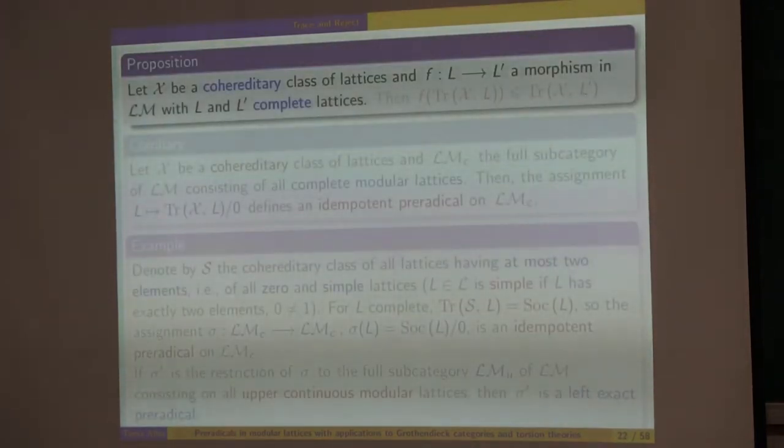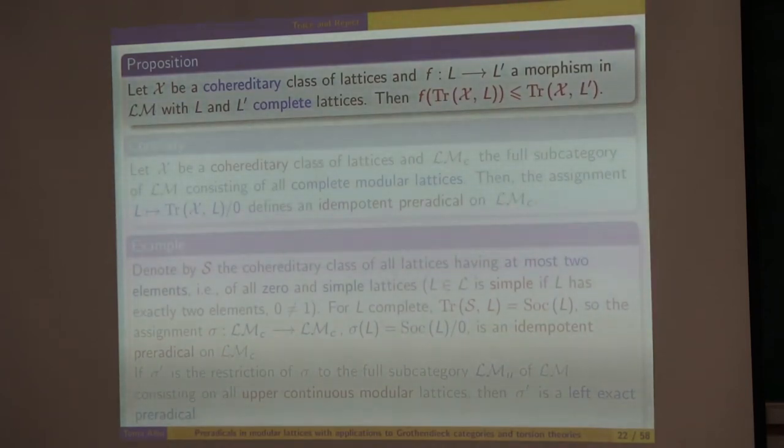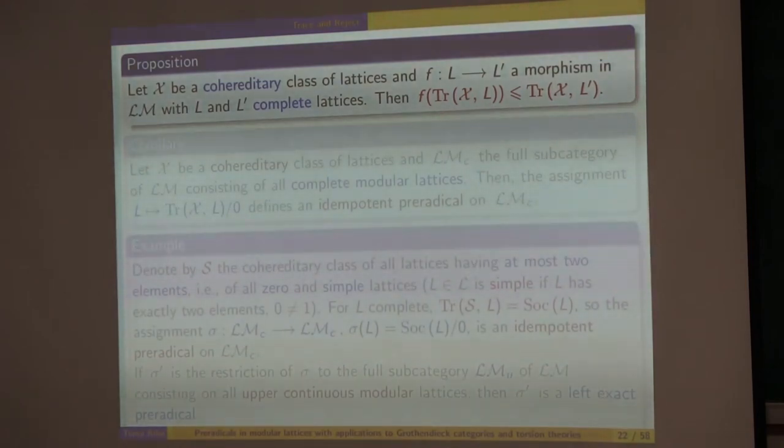Now we have the following result. If C is a coheritary class, and if F is a member of L of F, yes, complete classes of F carry the trace, as for models. What is carrying this one, trace of X and trace of X prime.